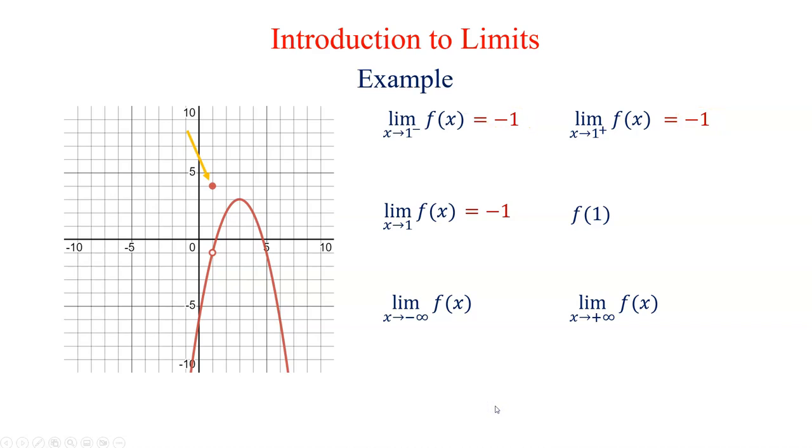Now, here we're asking for what's happening at the 1. Well, at the 1, we're on this point, which would be at positive 4. Now we look at the ends. As I move to the left to negative infinity, it's going down also to negative infinity. If I move to the right, it's also going down to negative infinity.